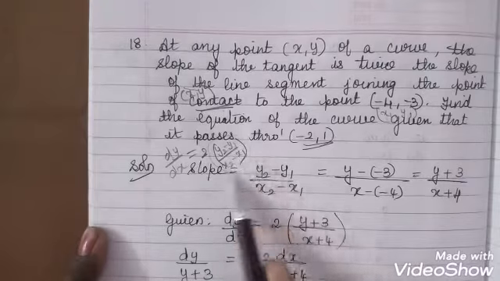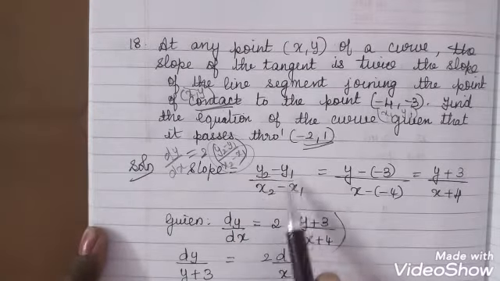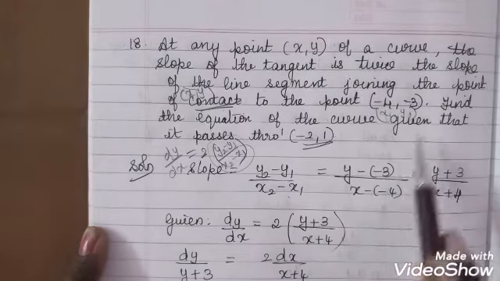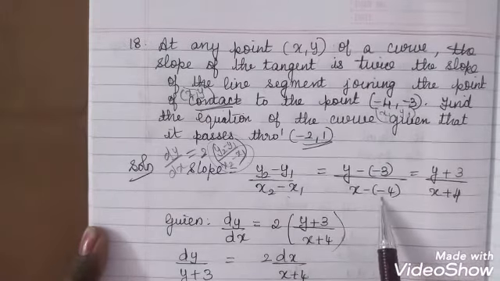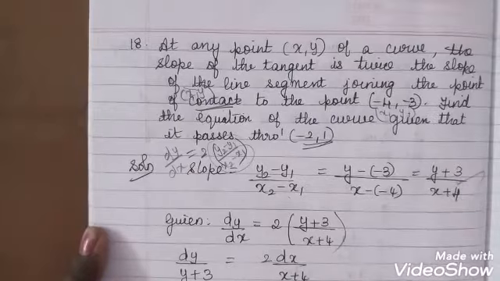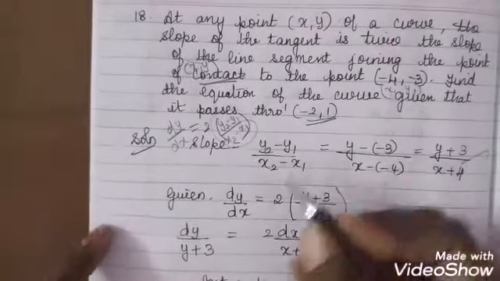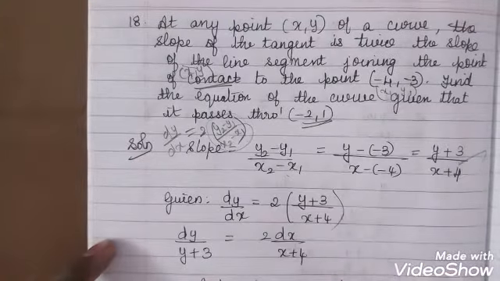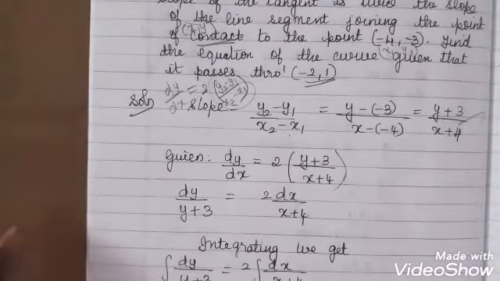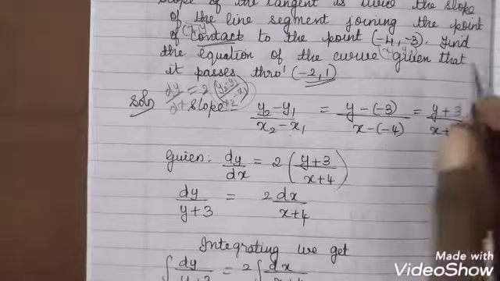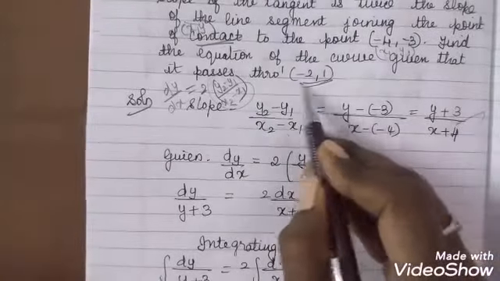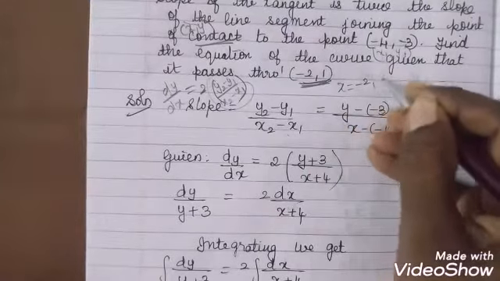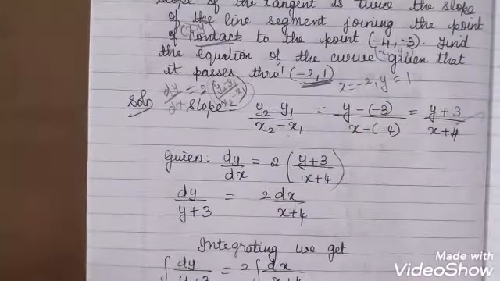So first we'll find out the slope. It is equal to y2 minus y1 by x2 minus x1, which is equal to y minus of minus 3 divided by x minus of minus 4. So you will get y plus 3 divided by x plus 4. So what will I get here? Your dy by dx is equal to 2 into y plus 3 by x plus 4. Now come to the second part. Find the equation of the curve given that it passes through minus 2 comma 1. So it means that your x is equal to minus 2 and your y is equal to 1.